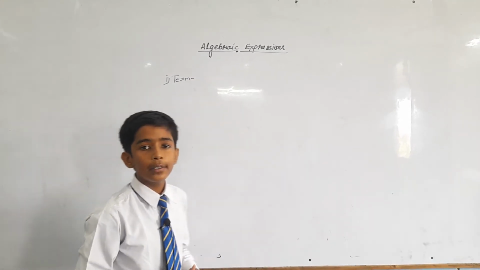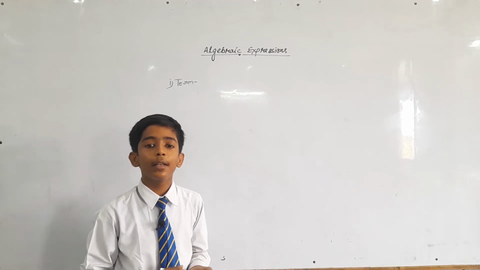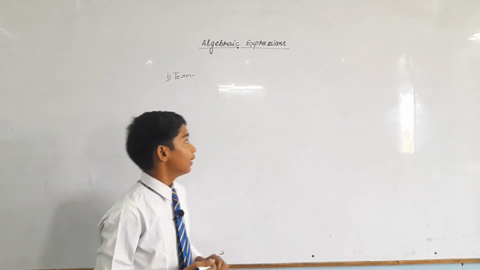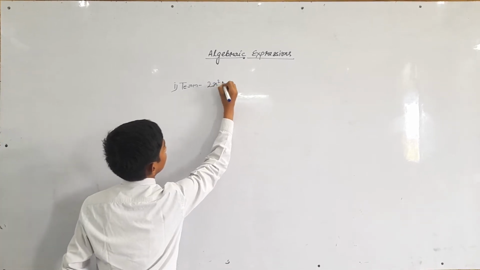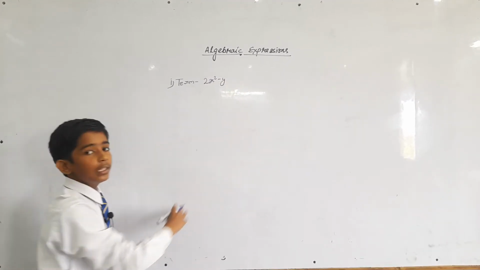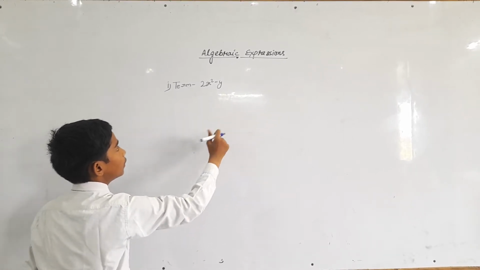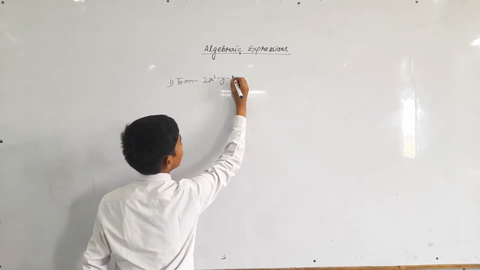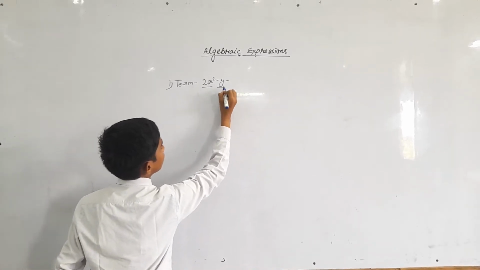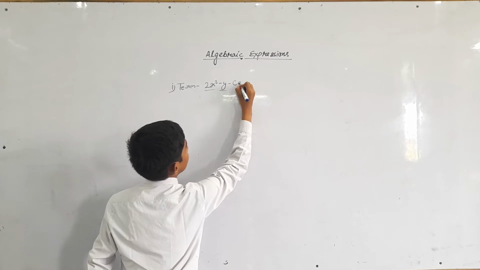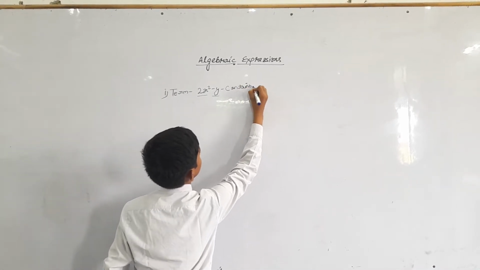We all know what a term is. A term is a part of an algebraic expression separated by plus and minus signs only. Suppose we have an expression 2x square minus y. Here the minus is a sign that separates this term and this term. So in this expression there are two terms. First is 2x square and second is minus y. So it contains two terms.